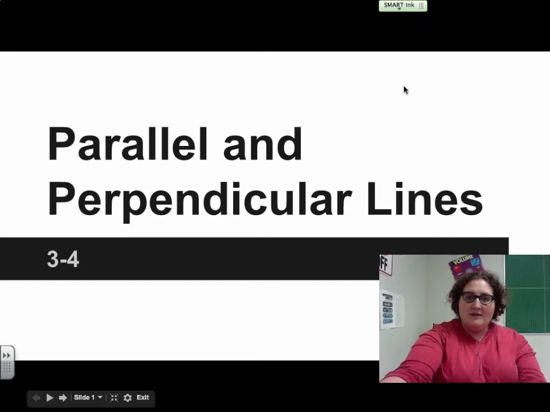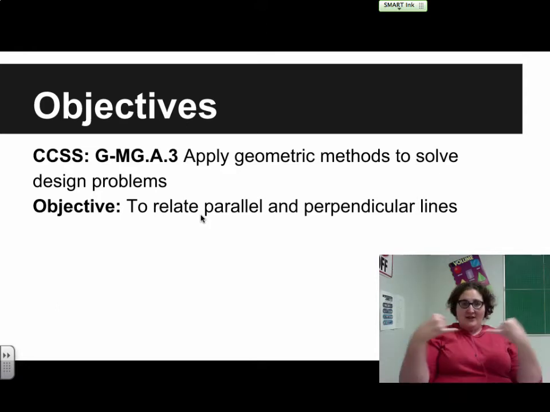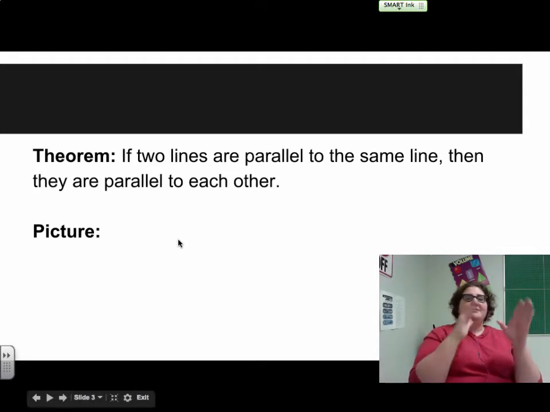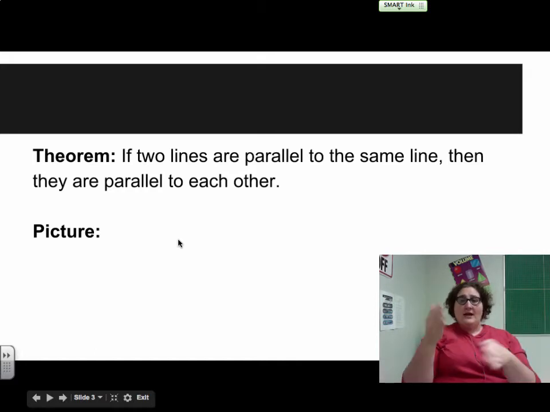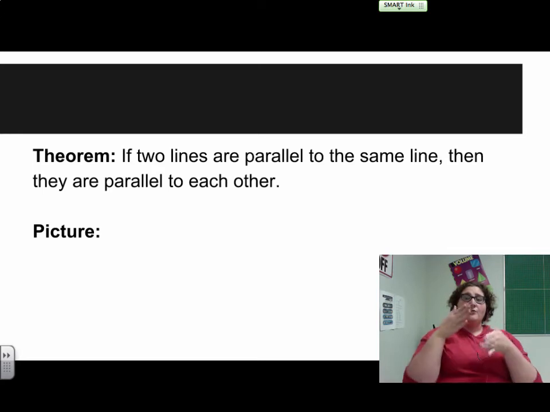Parallel and perpendicular lines. Objective: to relate parallel and perpendicular lines. Okay, theorem. It says if two lines are parallel to the same line, then they are parallel to each other.